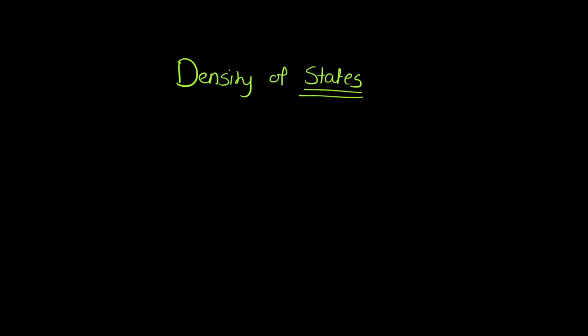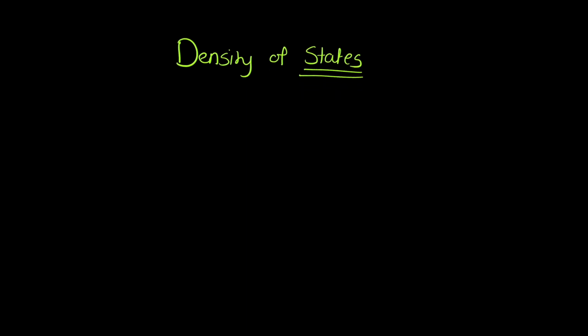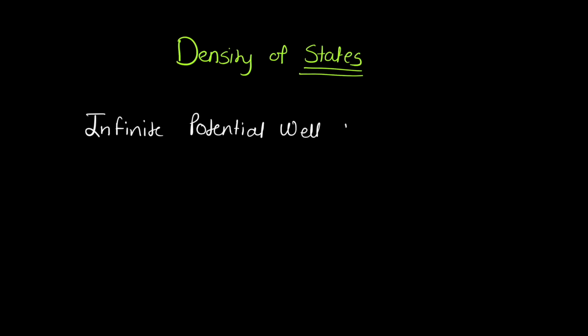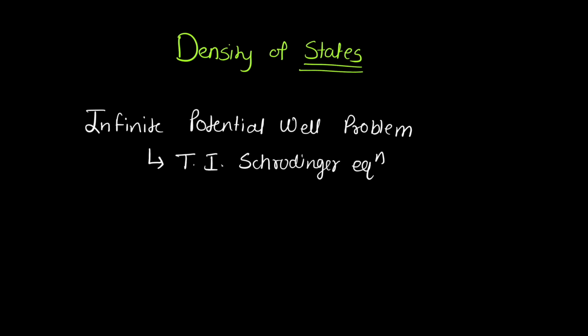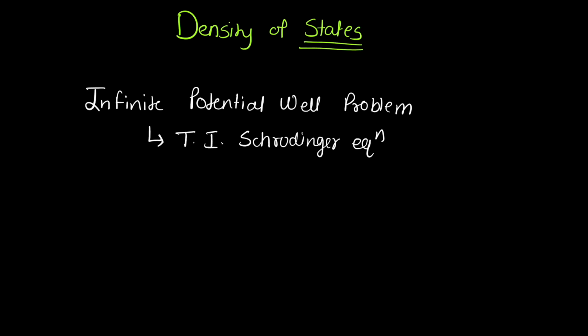The theory of density of states is derived from a problem from quantum mechanics, which is famously known as the infinite potential well problem, and the solution to this problem with the help of the time-independent Schrodinger's equation. As this is a topic on its own, I will directly use the results from this problem and its derivation. But if you are not familiar with infinite potential well problem, there are some links that I have attached in the description. So please have a look.